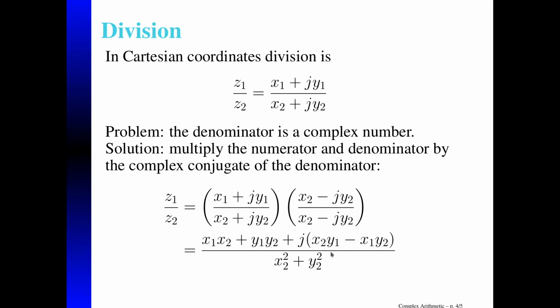And now I can simplify. I can have this real number divided by this real number. If I knew what x2 and y2 were, I could simplify, but I can't do anything beyond that without knowing. But I could have this real number divided by this real number plus j of this number divided by this number to simplify. That's in Cartesian coordinates. In polar coordinates, it's easier.